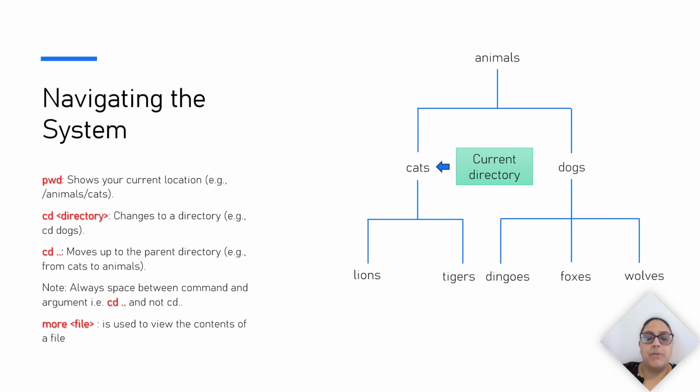Let's move around. First, pwd shows your current location. pwd stands for Print Working Directory. For example, animals and cats, as per this diagram on the right.